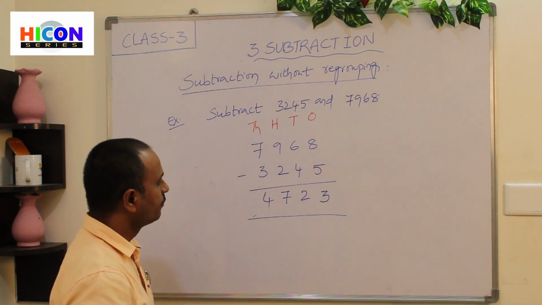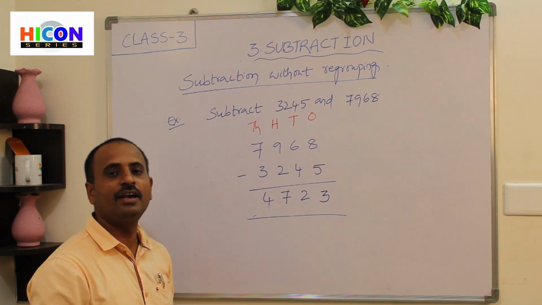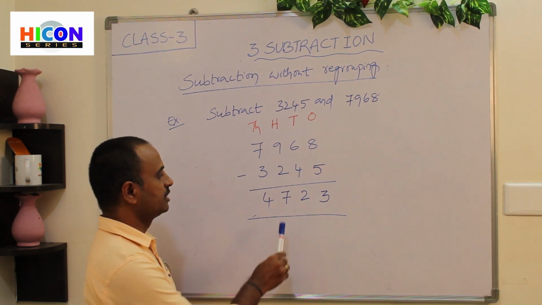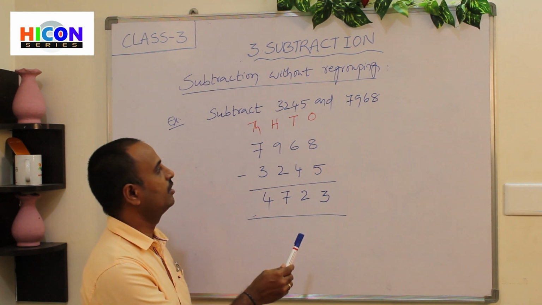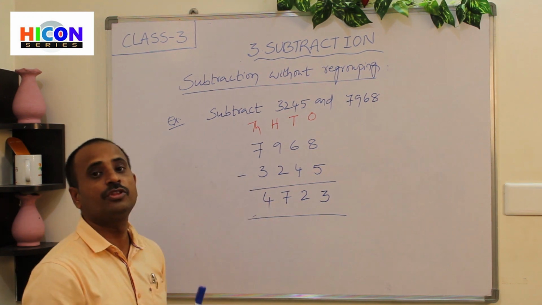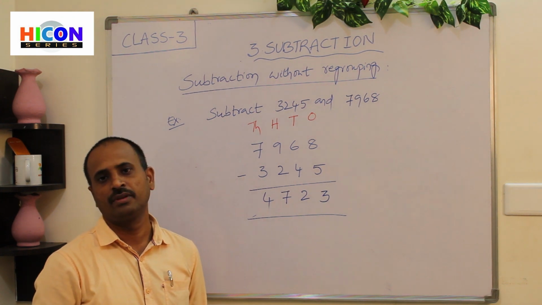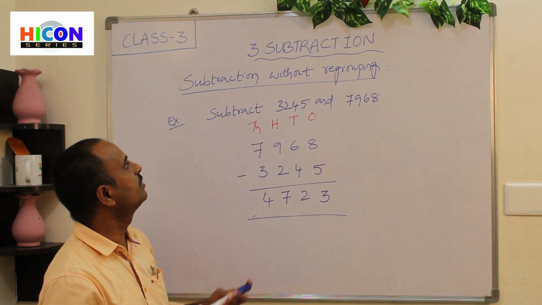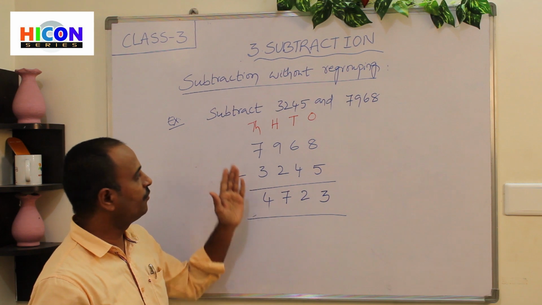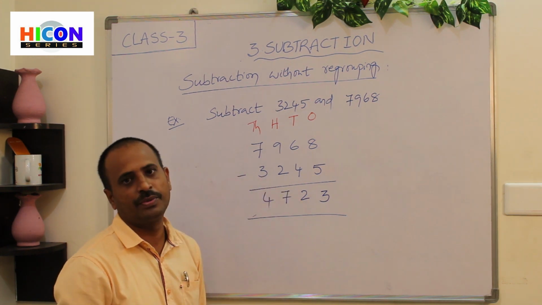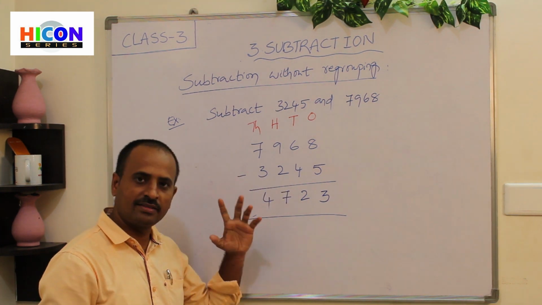The answer is 4,723. In this way, we can do the subtraction of 4-digit numbers without regrouping. That means there is no need for borrowing. Now we will practice some problems on subtraction of 4-digit numbers without regrouping. So let us go to the exercise part.